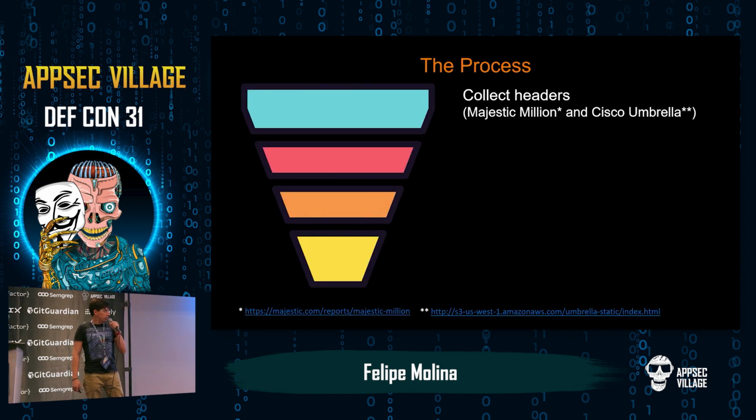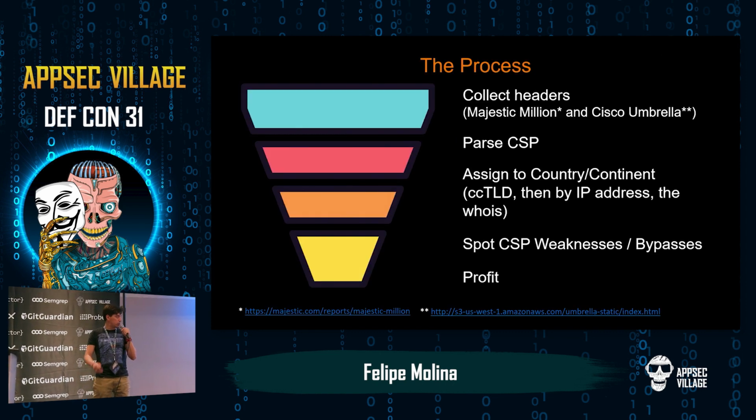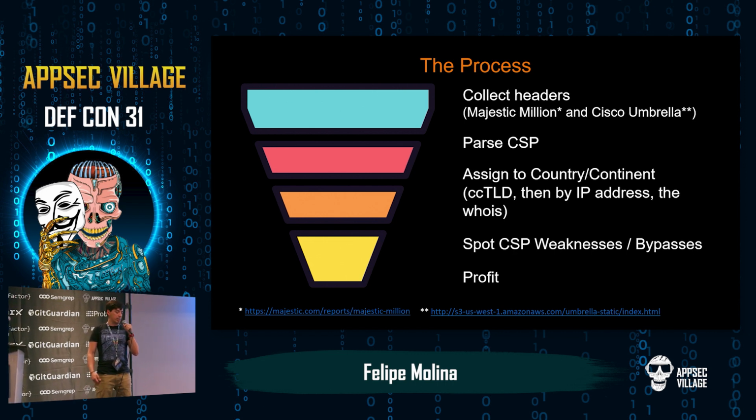The process is simple. First, collect the headers with the scanner. I used 2 different sources, Majestic Million and Cisco Umbrella. Both of them gave me the same results, 10% of the sites using it. Then parse the CSP headers from the headers that I retrieved.